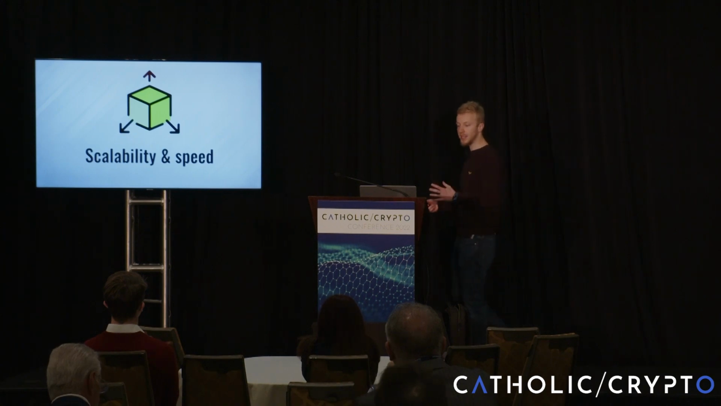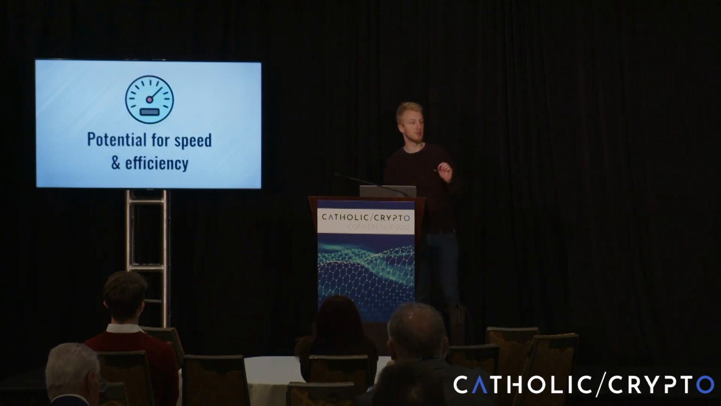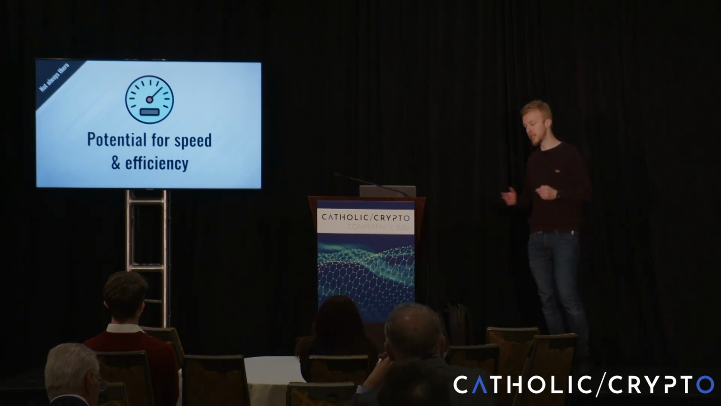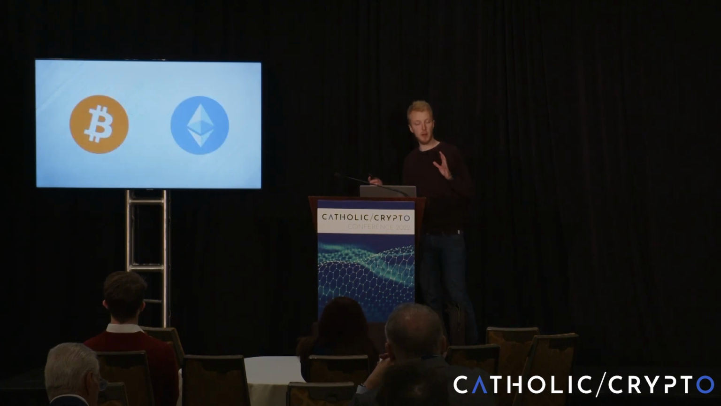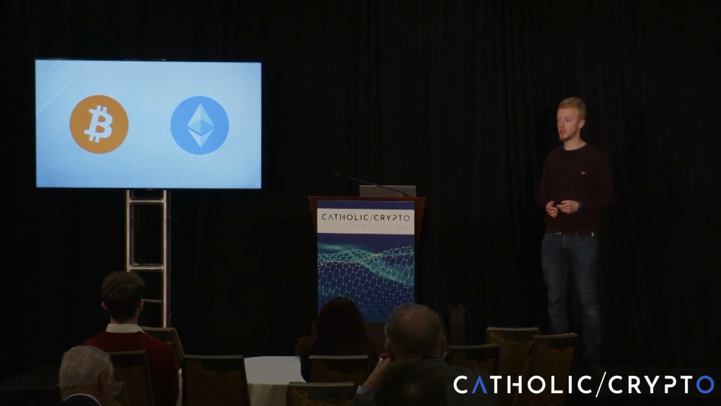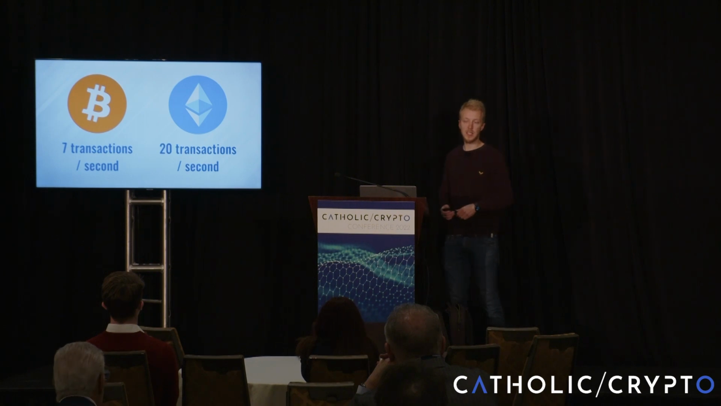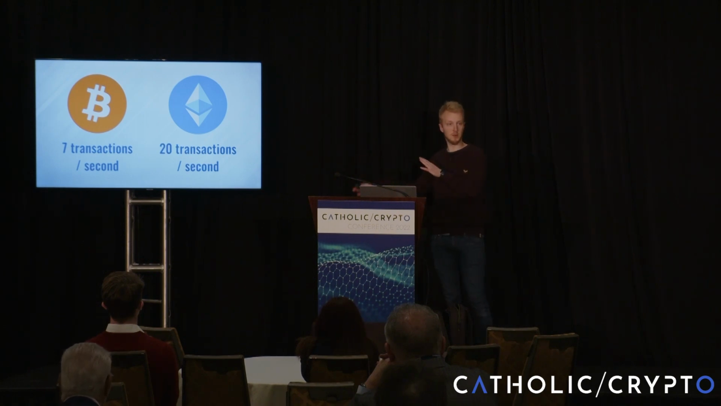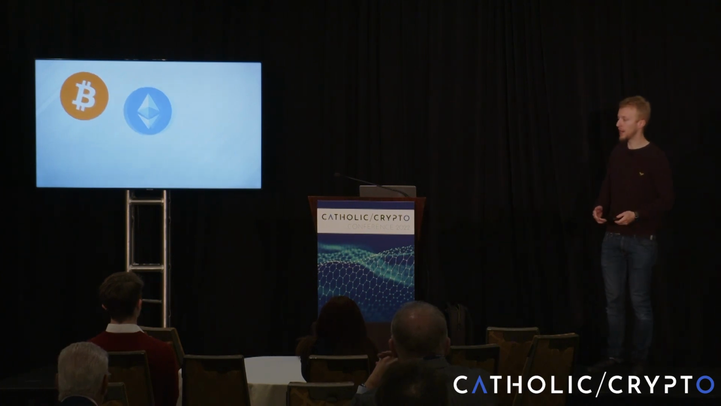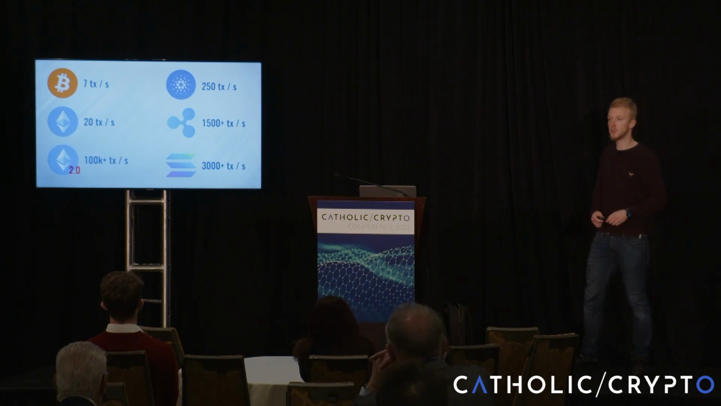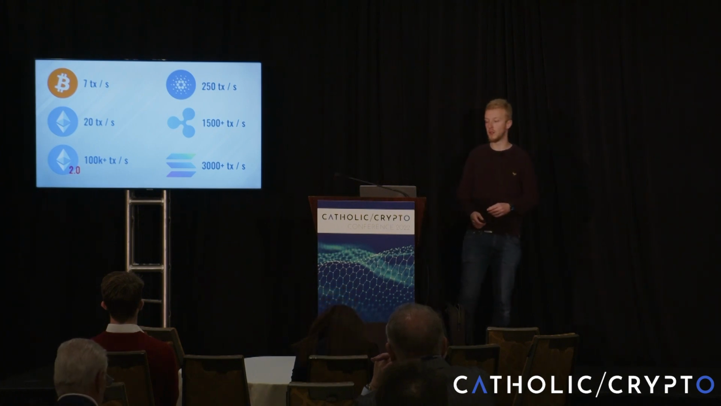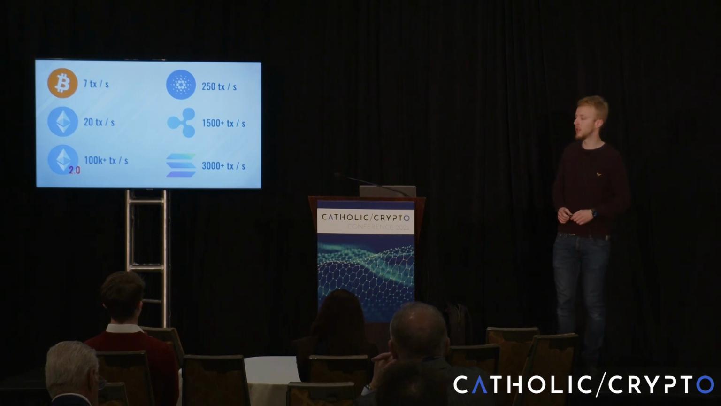Another downside is scalability and speed. I mentioned that there is the potential for speed and efficiency, but that potential is not always there. I'm going to give you a simple example. The top two cryptocurrencies today, Bitcoin and Ethereum, can handle 7 and 20 transactions per second, respectively. These are not the systems where you want to build a new financial system on top of. They're just way too slow. Now, luckily, there are solutions for that. Some projects go to hundreds of transactions per second or even thousands of transactions per second. And Ethereum is aiming for hundreds of thousands with Ethereum 2.0, which hopefully should come out next year.